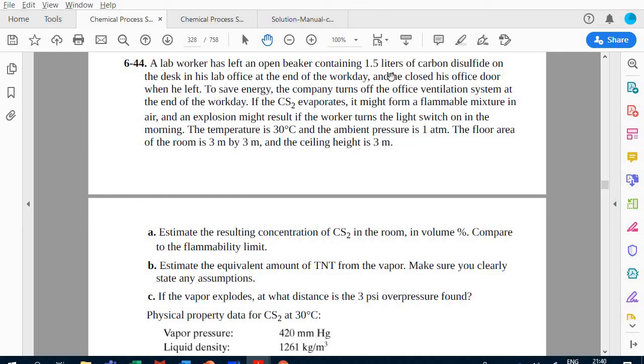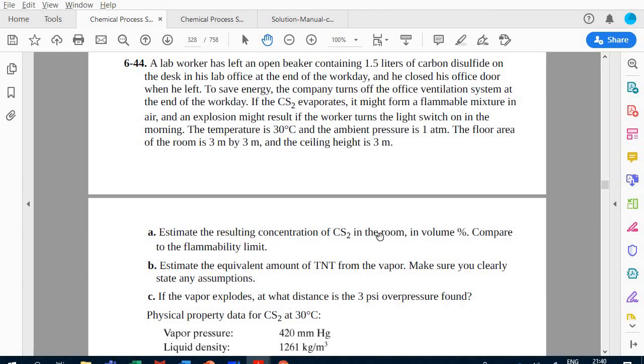Okay, so all of it evaporates, so we know the number of moles, and using PV equals nRT we can find the volume of CS2, and if we divide it by the total volume, which we already have here, 3 by 3 by 3, right? Which is 27 meter cube. So we can find the volume percent of CS2. Finding the volume percent is really important because we need to compare if it exceeds the flammability limit, the lower flammability limit or not, which we can find in Appendix B.